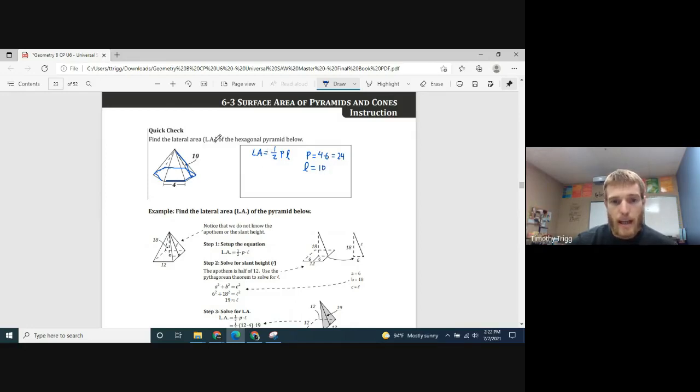So to find the lateral area, which they're only asking for the lateral area, most of the time they're going to ask for surface area. But here they're only asking for lateral area. It's going to be 1/2. So our lateral area will be 1/2 P, which is 24, times L, which is 10. So our lateral area will be 120. This is the area of all the triangles, not the base. Okay, hopefully that makes sense.